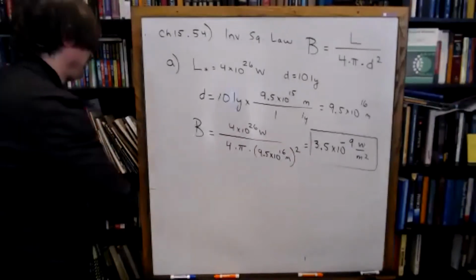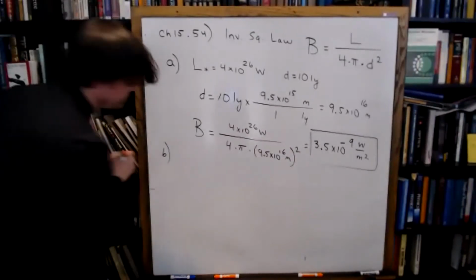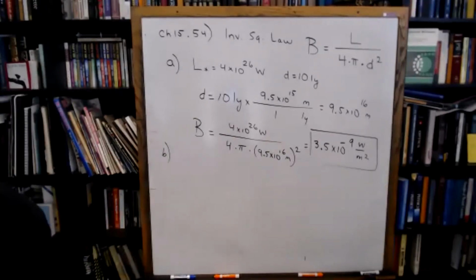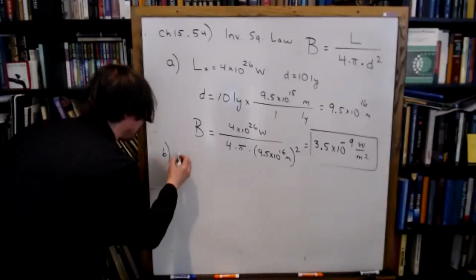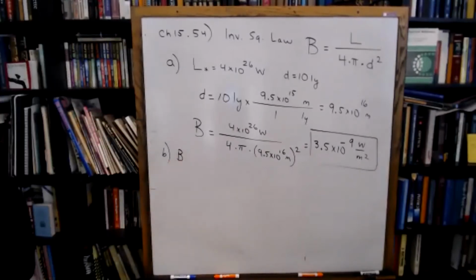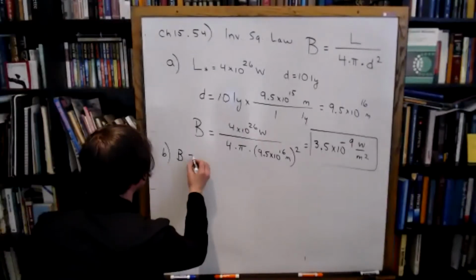Okay, part B. Part B says, suppose a star is as bright as Alpha Centauri. That is, suppose its brightness is 2.7 times 10 to the minus 8 watts per meter squared.